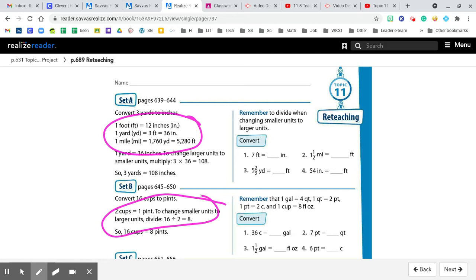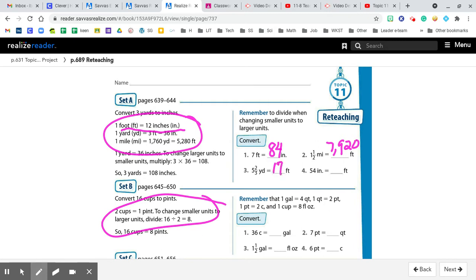So 7 feet equals how many inches? So I'm going to go up here and I'm going to see I'm going to need to multiply by 12. So 7 times 12 is 84. 1.5 miles equals how many feet? So I'm going to have to multiply 1.5 miles times 5,280 feet, and I'm going to get 7,920. 5 2/3 of a yard, to go from yards to feet, I'm going to multiply by 3.